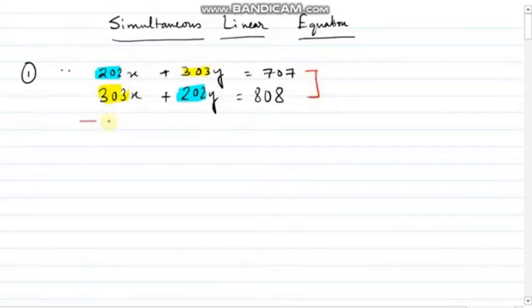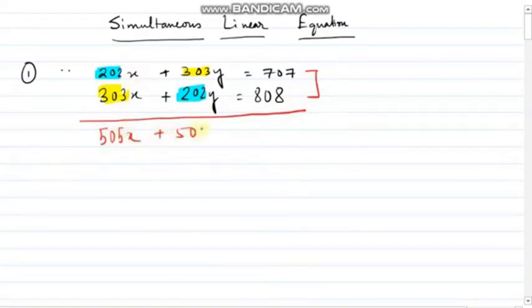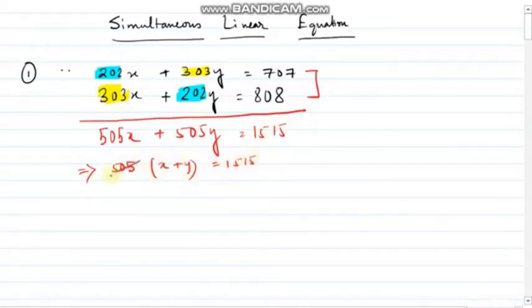If I add these two equations, just check, I will get 505x plus 505y equals 1515. I will take 505 common, so x plus y equals 1515 divided by 505. If I cancel out both sides, my first equation will be x plus y equals 3.